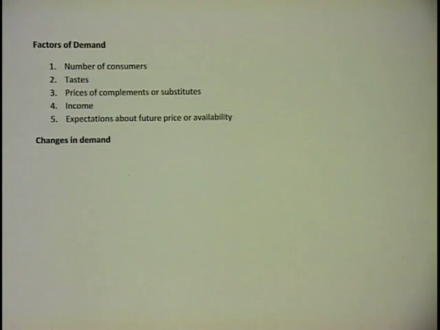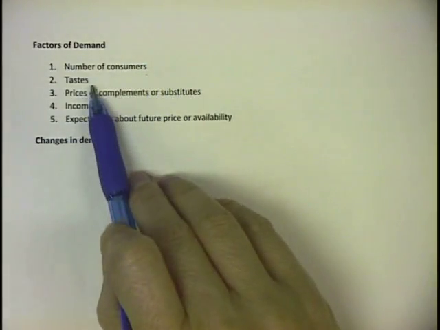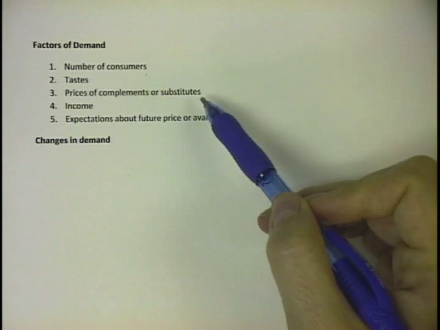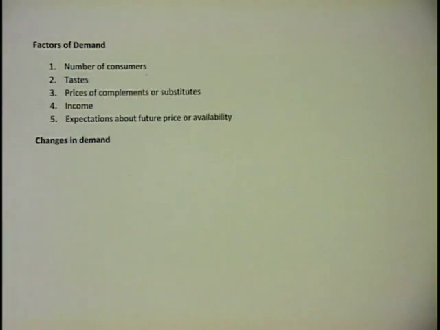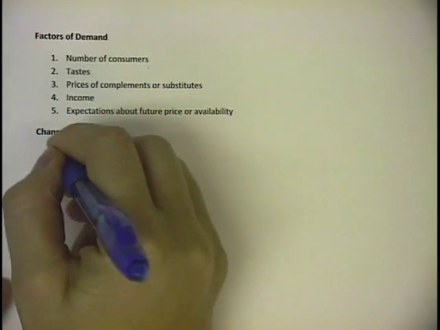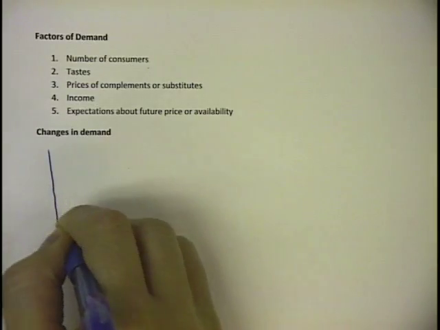Not only if price changes, but if something else changes, what's going to happen to demand? Now the book gives you some things that will change demand, including the number of consumers, our tastes or our preferences, the prices of complements or substitutes, income, and expectations about future price or availability. So let's draw out what a demand curve looks like.